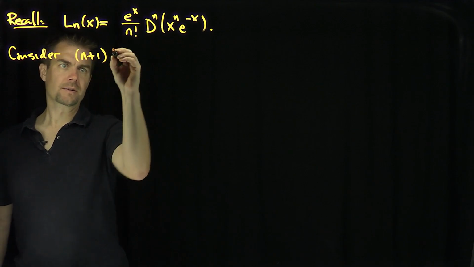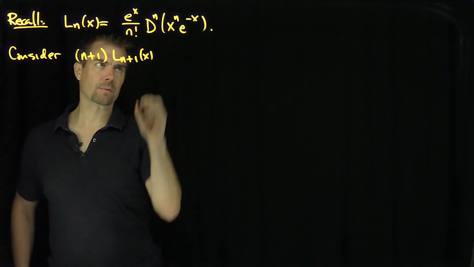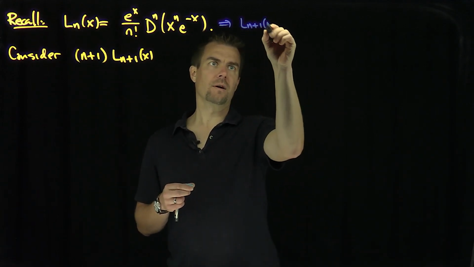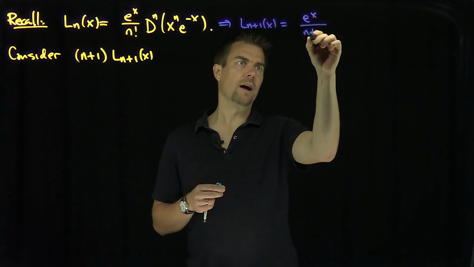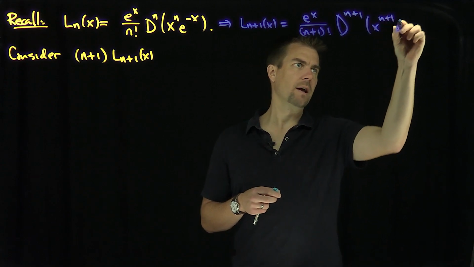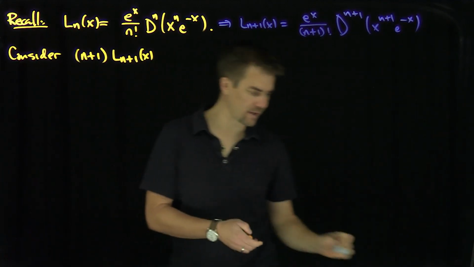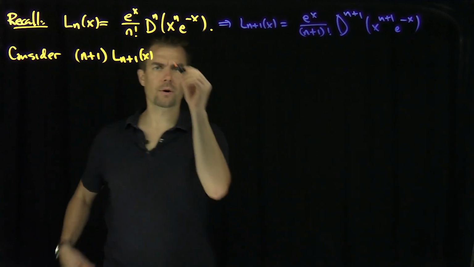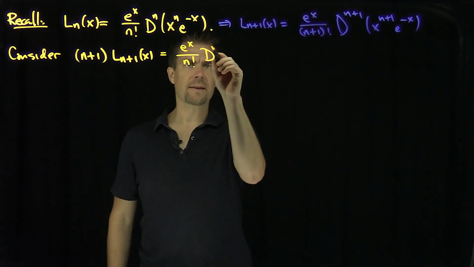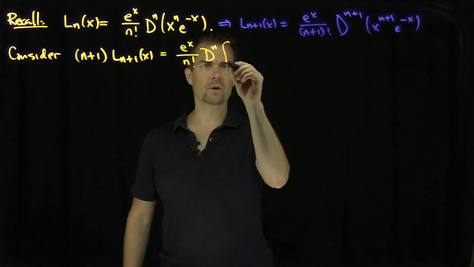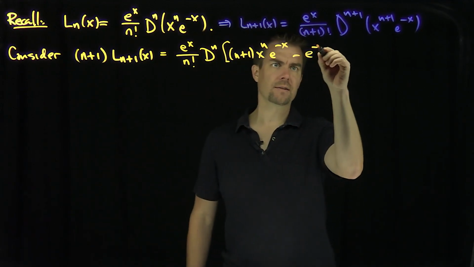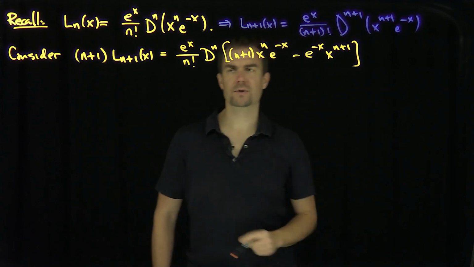n plus 1 times L_{n+1} of x, right? So if we thought about this in terms of L_{n+1}, this relationship would tell me that L_{n+1} of x is e to the x over n plus 1 factorial, and then n plus 1 derivatives of x to the n plus 1 e to the negative x, right? So if I do this, the n plus 1 factorial will turn into an n factorial. So this is going to be e to the x over n factorial, like that. And then I'm going to do d^n, n derivatives. I'll do one derivative expression over here. So I do one derivative, I'm going to have an n plus 1, x to the n, e to the negative x, then minus e to the negative x, x to the n plus 1, like so, okay?